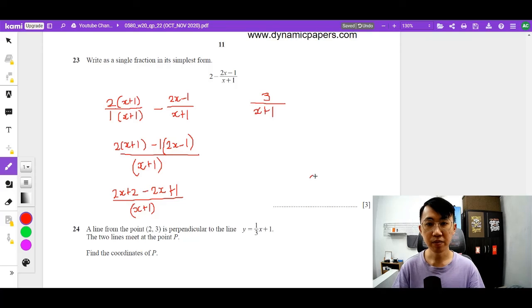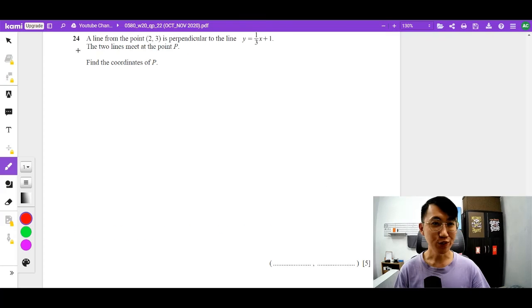Look at it one more time. 3 over x plus 1. So 1 mark here showing that you already expand successfully, and another mark showing that you know how to manipulate to make the denominator the same, as a single fraction. Okay, that's question 23. 24 is actually a 5 marks question. Wow. Alright, let's do it slowly.